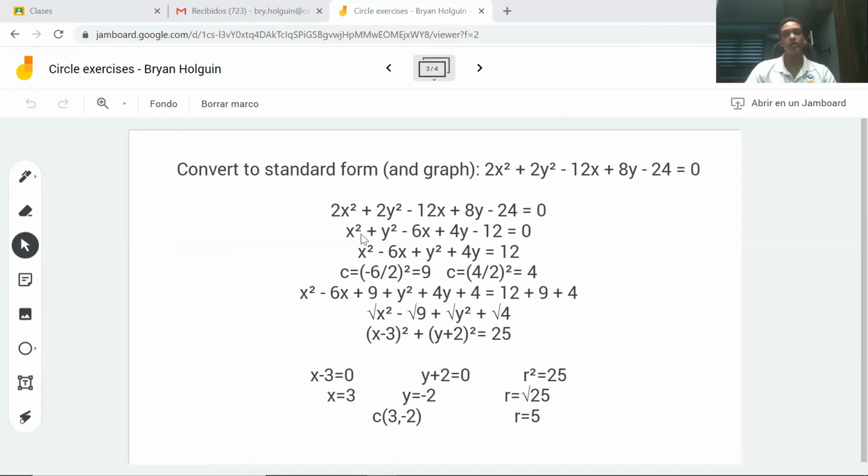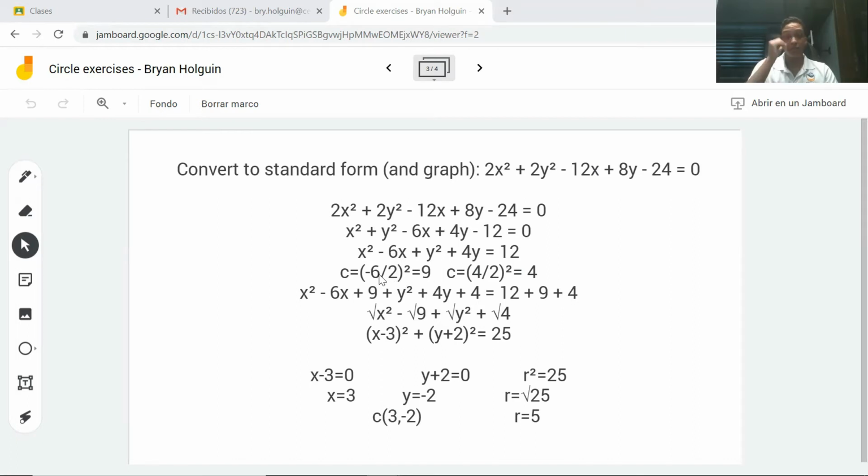We can now proceed. And we have to organize this part. So this x and x, we make a group, we divide it by groups. So we make a group of x's and a group of y's. And we pass this number without a letter to the other side. So we have x squared minus 6x plus y squared plus 4y equals 12, because we pass this minus 12 to the other side, making it 12.